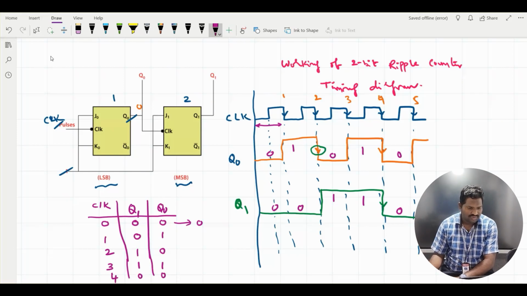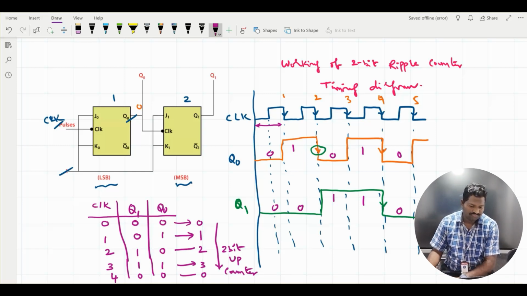Now if you see the decimal numbers, it is 1, it is 2, it is 3, and again it becomes 0. So when the clock pulse is not there, it is 0, then next it becomes 1 for the next clock pulse, next it is 2, 3, and the sequence is repeated after the fourth clock pulse. That means it's an up counter, a 2-bit up counter. It is very, very important to note down.